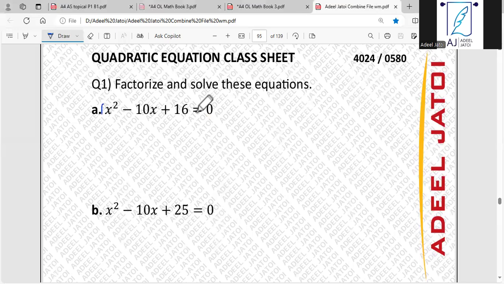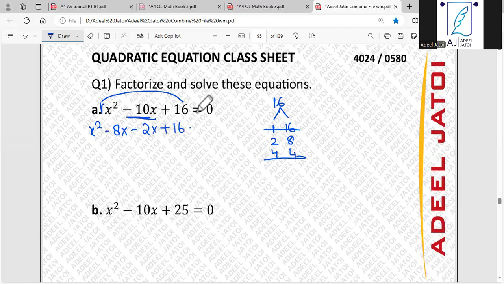So what we can do is this is 1 into 16. Factors of 16. That means in which table does 16 come? We have 1 and 16, 2 and 8, then we have 4 and 4. These are the factors of 16. So we need minus 10 in between. So 1 and 16 and 4 cannot give me 10, but 8 and 2 can. So this will be x square minus 8x minus 2x plus 16 equal to 0.